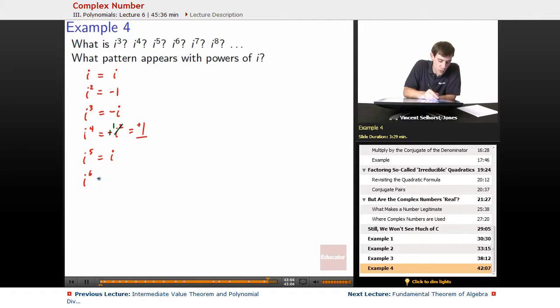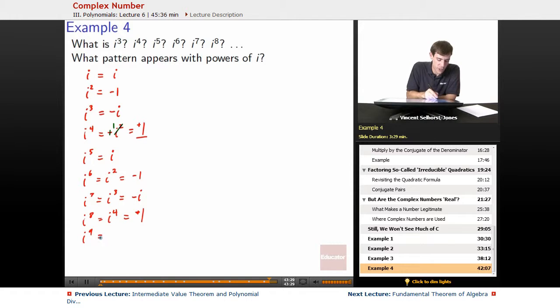i to the sixth would be equal to i squared, multiplying by one more i, which we know is -1. i to the seventh is equal to i cubed, which is equal to, hey, we already figured this out. That was -i. i to the eighth, well, that's going to be equal to i to the fourth, because we can just multiply the one above. Hey, we already figured out what i to the fourth is. That's going to be +1. Make that plus sign a little clearer.